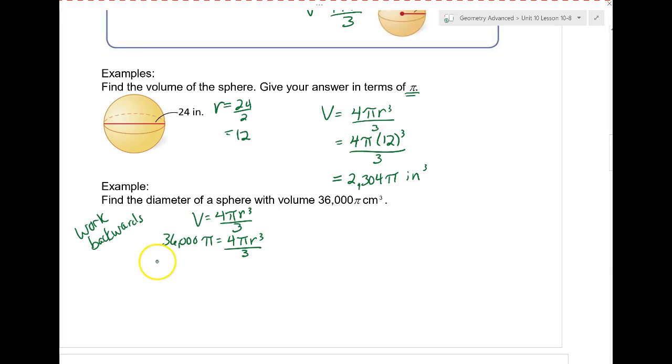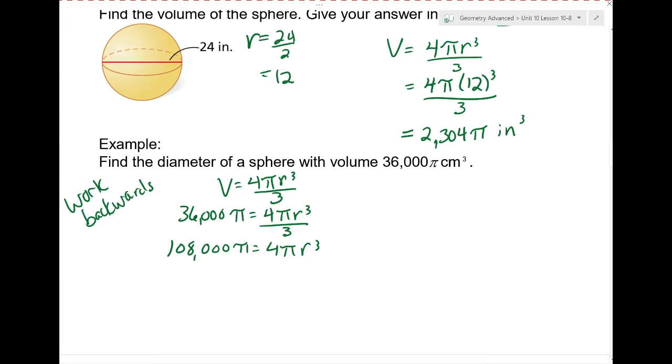So now I'm going to get 108,000 pi equals 4 pi r cubed. What are we going to divide both sides by? 4. I'm going to divide both sides by 4 pi to kill two birds with one stone, right, guys? So what do you get? Someone do that real quick for me. What is 108,000 divided by 4? 27,000. That's everyone's favorite number. 27,000 equals r cubed.